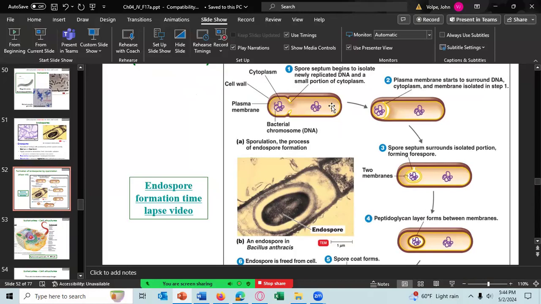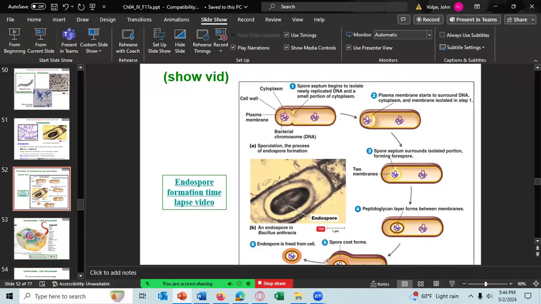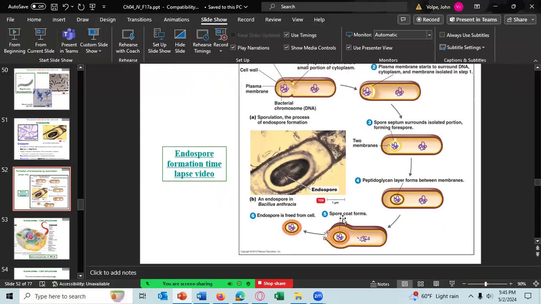The plasma membrane starts to surround the DNA, and then the plasma membrane actually becomes two membranes around the endospore. The peptidoglycan layer forms between the two membranes. And then the spore coat forms on the outside of the cell, and outside of the endospore, I should say.